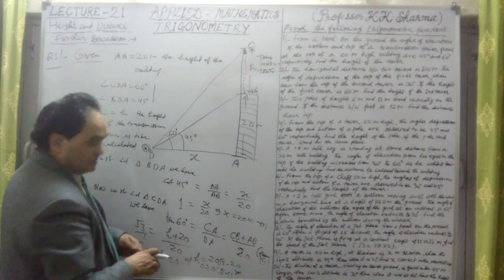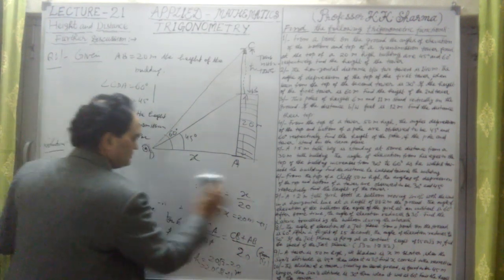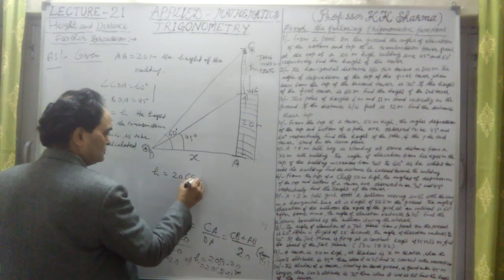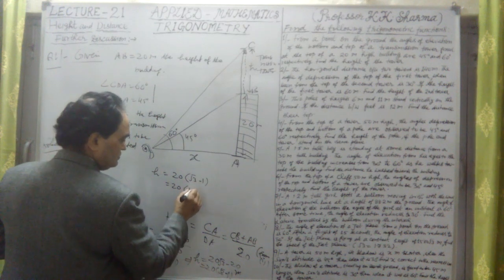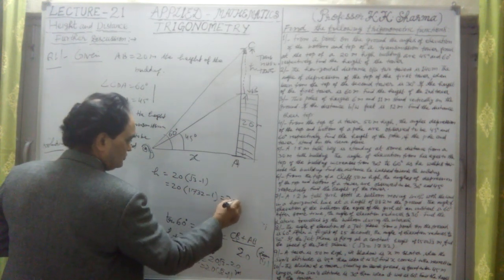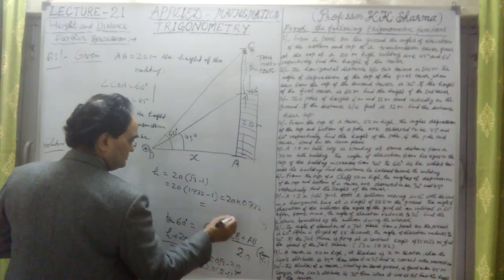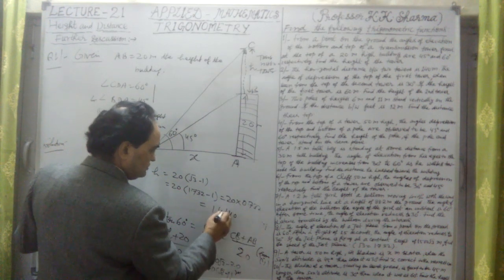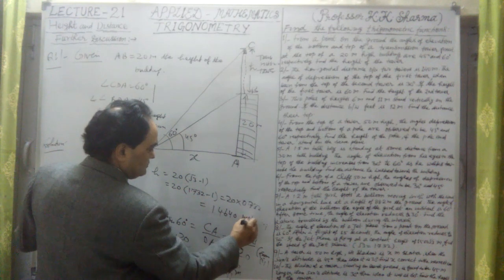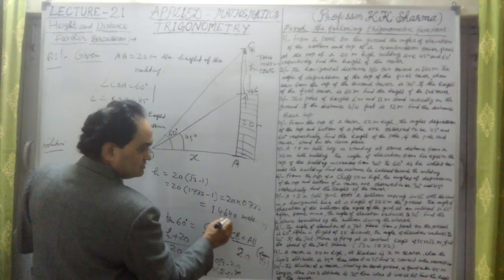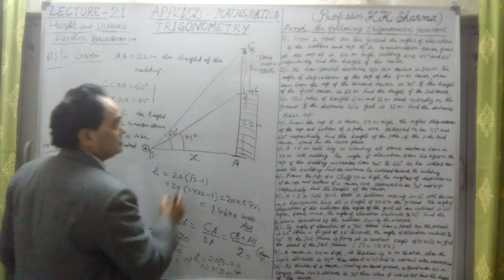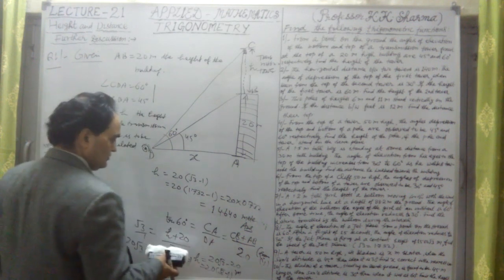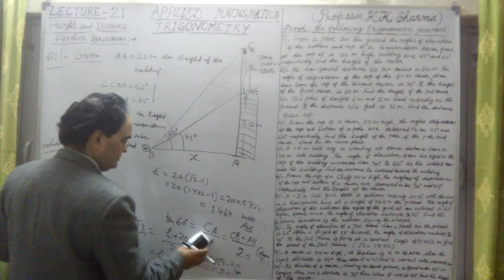Now let me further solve it. H, the height of the tower, is finally 20 into root 3 minus 1. Substituting root 3 as 1.732 minus 1, it equals 20 into 0.732, which is 14.64 meter. Finally, the height of the transmission tower is 14.64 meter. The trailing zero is not required, so 14.64 meter is the answer here.